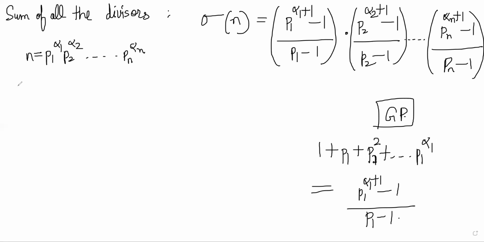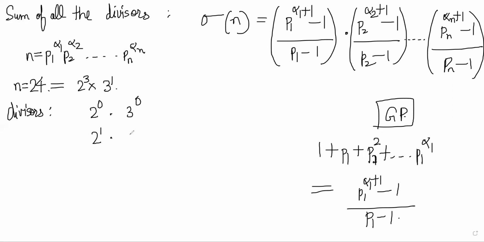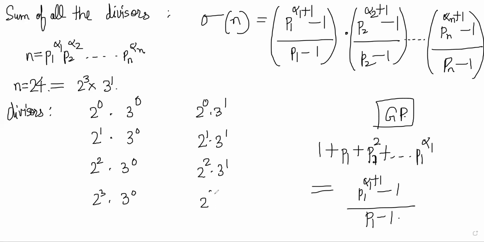How are we getting that? Take an example. Let's say your n is 24. 24 is actually equal to 2 power 3 into 3 power 1. So let's write down the possible divisors of 24. Divisors would be 2 power 0 into 3 power 0, 2 power 1 into 3 power 0, 2 power 2 into 3 power 0, 2 power 3 into 3 power 0, and then there would also be 2 power 0 into 3 power 1, 2 power 1 into 3 power 1, 2 power 2 into 3 power 1, and 2 power 3 into 3 power 1. There is no other possibility, right? 2 powers have gone from 0 to 3, and 3 powers have gone from 0 to 1.